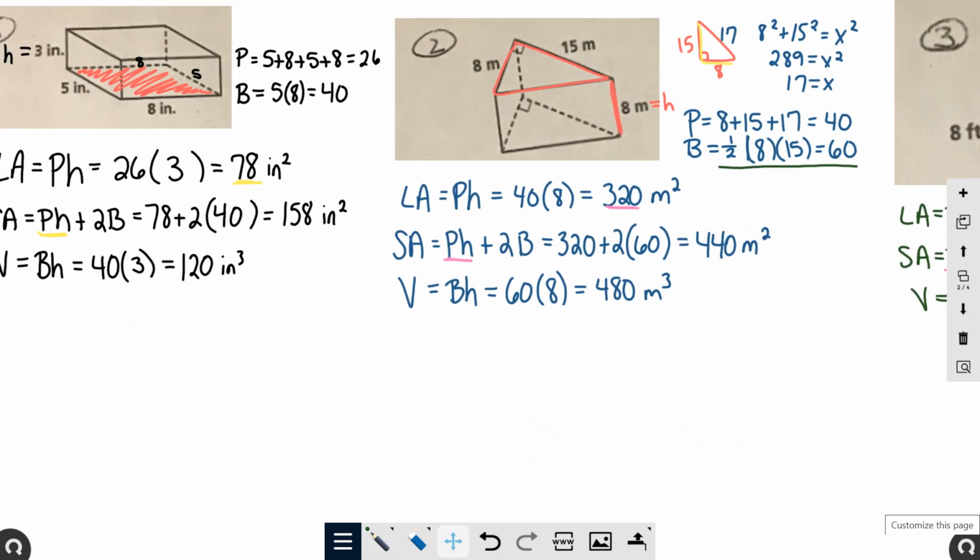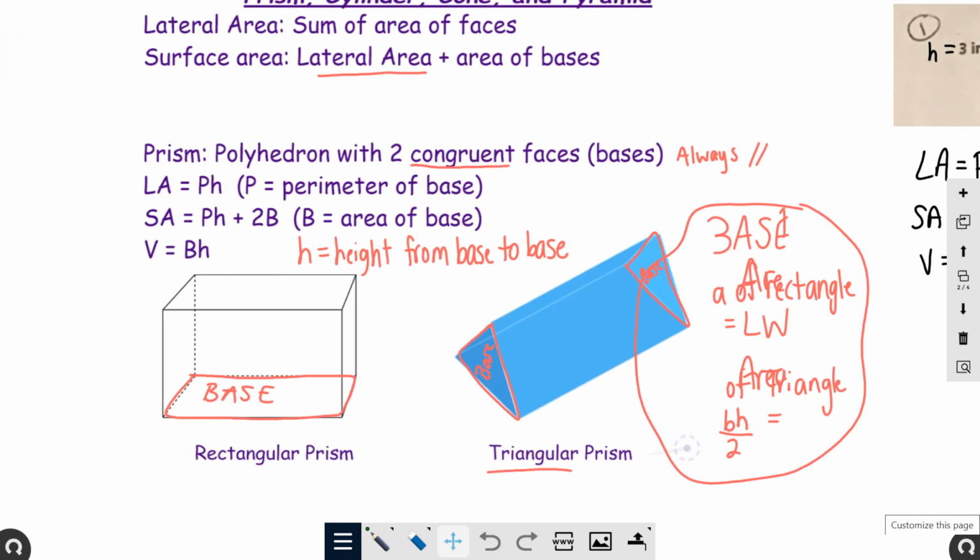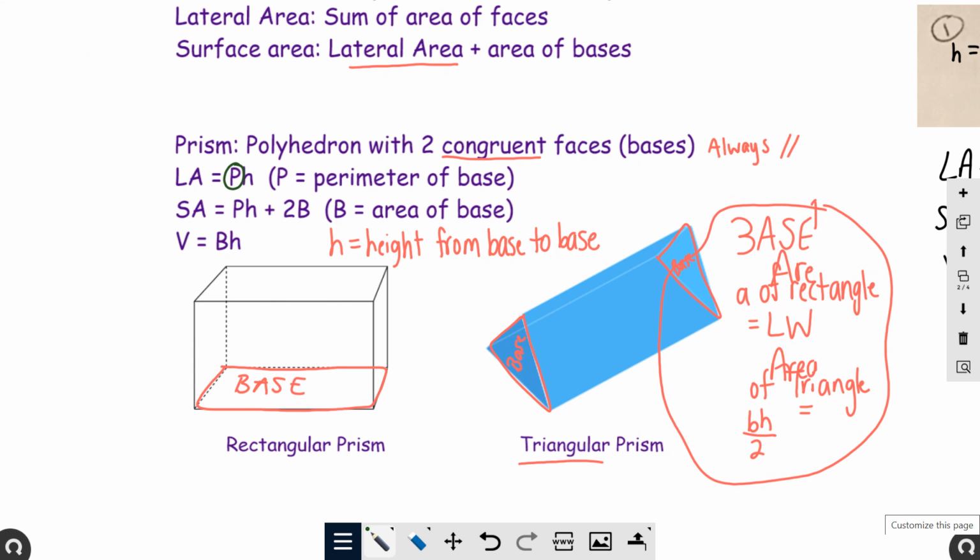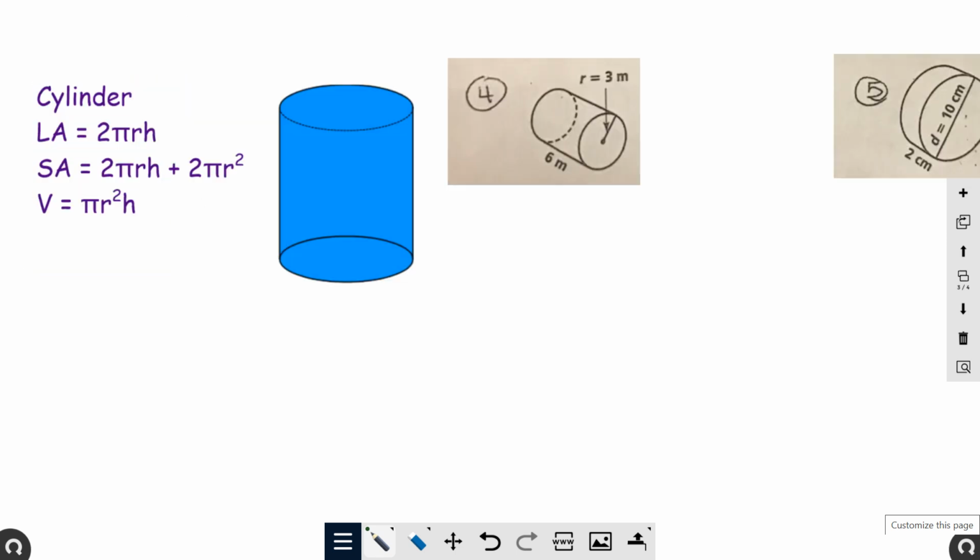So don't write this down yet, but this is exactly what you do for a cylinder. You replace all these p's with circumference, which would be 2 pi r, and you replace all the b's with area of a circle. For area, you multiply r squared times pi. So the formulas have a lot of pi's and 2 r's in them, but it's because you're replacing b with the area, pi r squared, and p with the circumference, 2 pi r. They're the exact same formulas you had for prism, you're just replacing. We are going to leave it in terms of pi because it makes your life way easier.